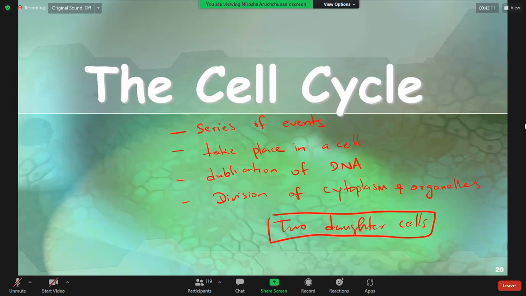Understood? So now with these key points, you can create the definition. The cell cycle is known as the series of events which take place in a cell, resulting in the duplication of DNA and division of cytoplasm and organelles to produce two identical daughter cells, right? If I ask for the definition of mitosis cell division, you can say two identical daughter cells. Otherwise, don't say two identical, right?